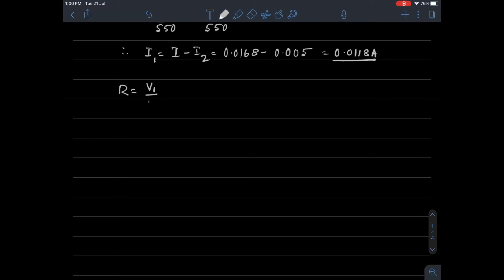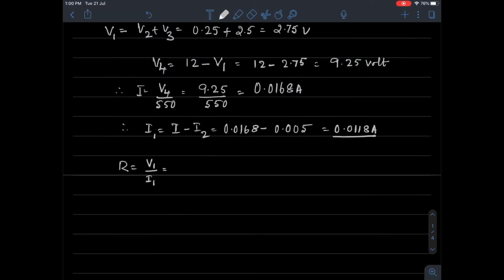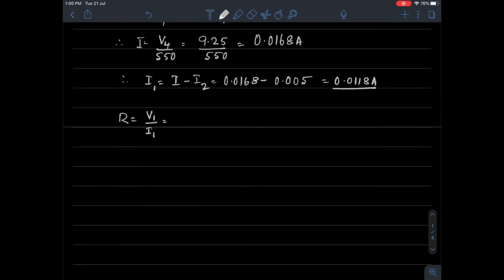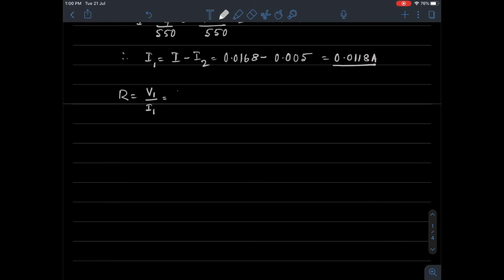Therefore, R equal to V1 upon I1. Okay, what is V1? V1 is 2.75. So we'll substitute that value. 2.75 divided by 0.0118. This comes out to be, what is the value? You can compute this. You can use your calculators. This comes out to be 233.05 ohms. This completes our problem.